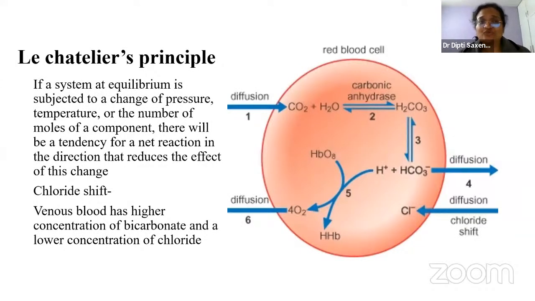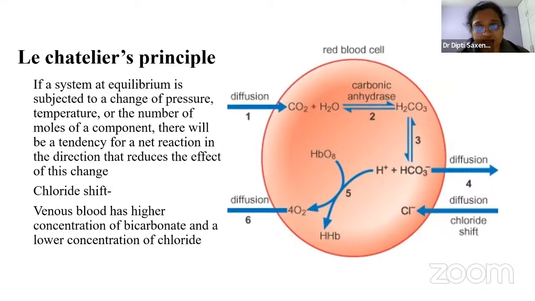So this is not only true for gaseous exchange, this is true for us as well. We also resist any change in the normal routine. This is what Le Chatelier's principle states. Now, as soon as carbonic anhydrase generates carbonic acid, it dissociates into hydrogen ion and bicarbonate. This bicarbonate diffuses out of the RBCs and is replaced by chloride, which is known as the chloride shift.